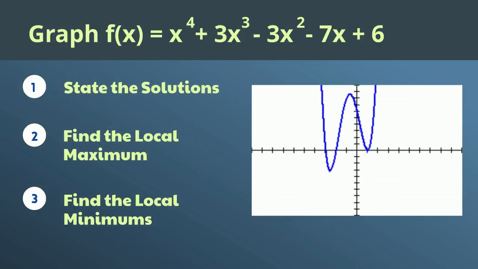There you go. And on here, we have to state what are the solutions, what is the local max, and what are the local mins. Now, if you see in this example, it looks like it hits the x-axis 3 different times. So those are our solutions. And it looks like we have 1 local max and 2 local minimums. So let's take a look at this on the calculator so you know how to find these values.